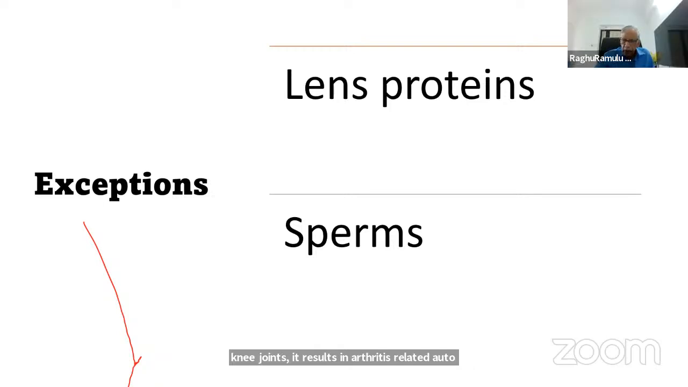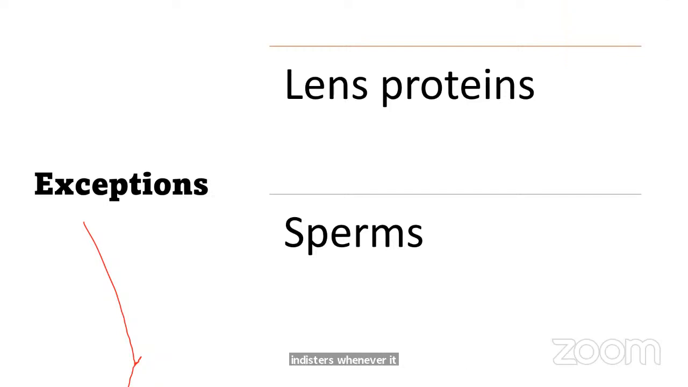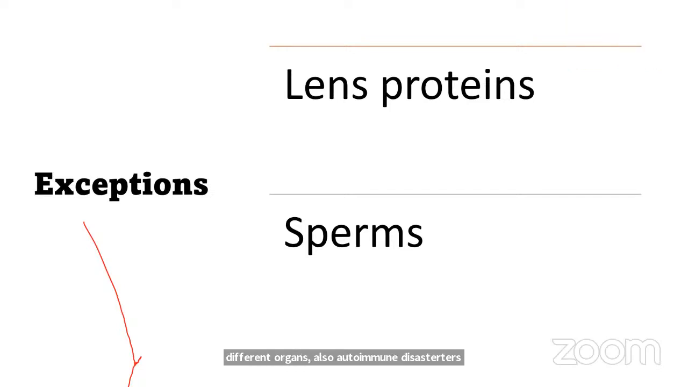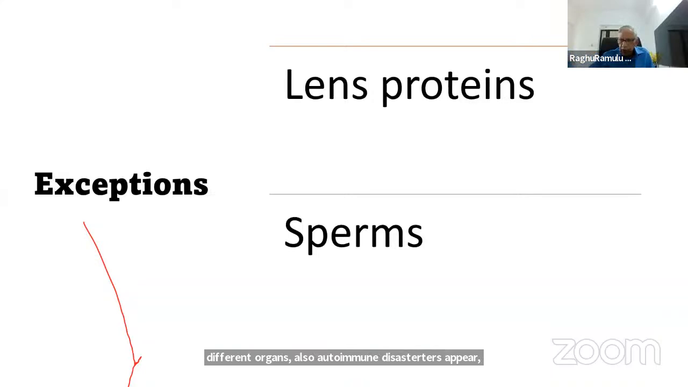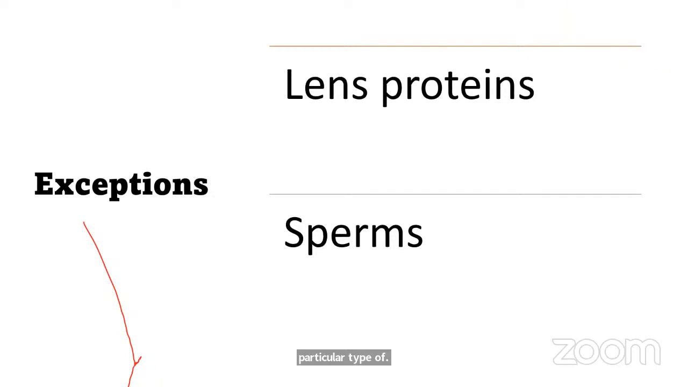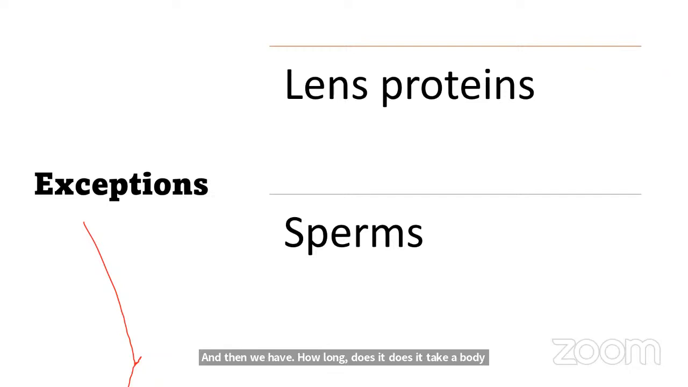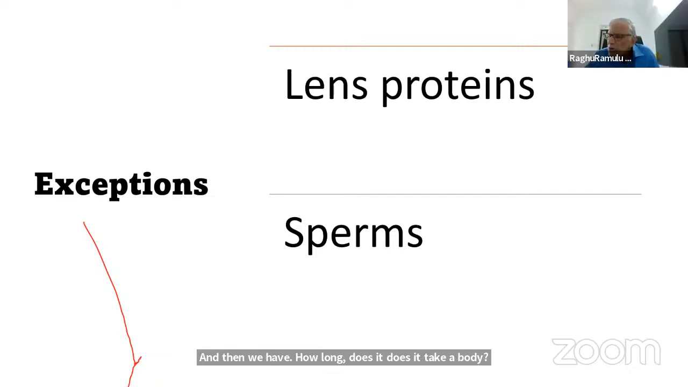Whenever it occurs in the thyroid gland, it results in thyroiditis. Likewise, in different organs also, autoimmune disorders appear, and based on that, we classify autoimmune disorders under different categories. So autoantigens also are a particular type of antigens. And then we have: how long does it take a body to produce antibodies?